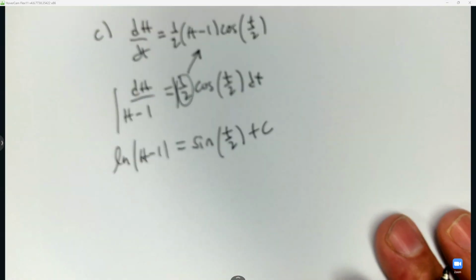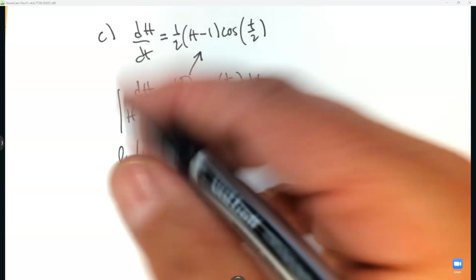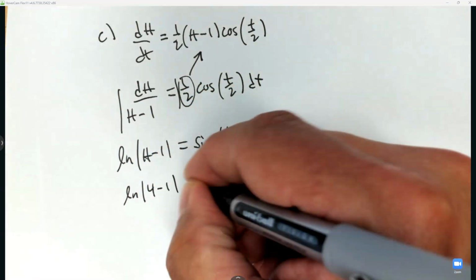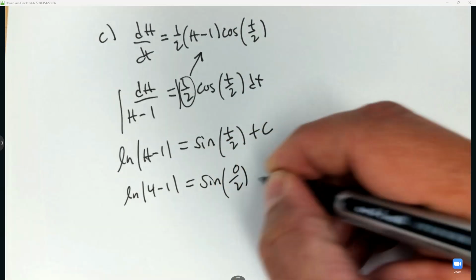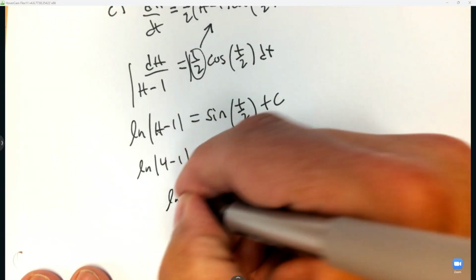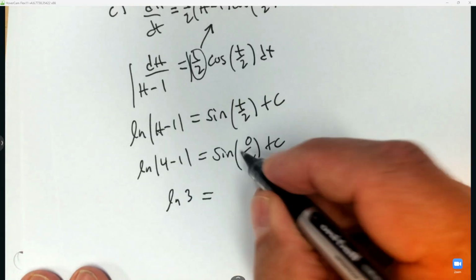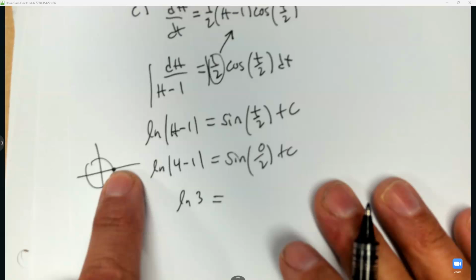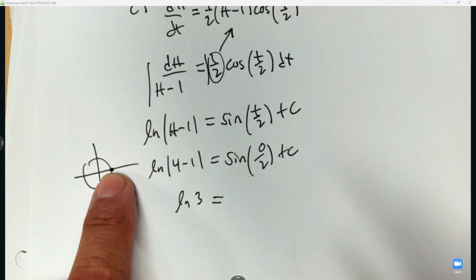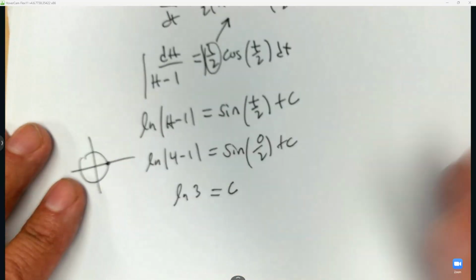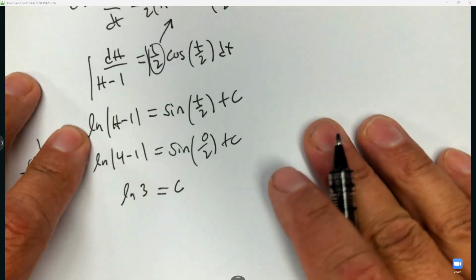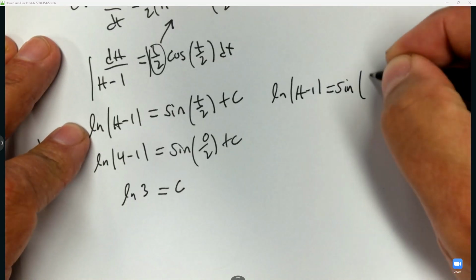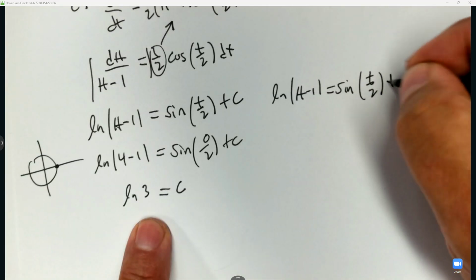At this step, we're going to plug in the point, which they said is (0, 4). So that means the h is going to be 4, and t is going to be 0, and then I'm going to solve it. So 4 take away 1 is 3. The value of sine at 0, so again, if you need to know your unit circle, the y-coordinate at 0 is 0. So that just leaves me with c equaling ln 3. Then I go back to this equation. ln|h minus 1| equals sine of t over 2. Now I know what c is, which is ln 3.